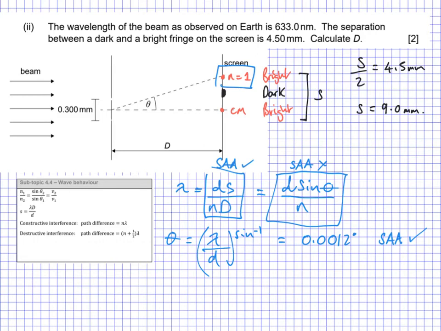So we're able to use this equation here to find the capital D, the distance away of the screen. So D, therefore, is going to be ds over lambda. If you plug that in, you're going to get 4.27 meters. Checking for significant digits, I need to use 3. I've got 3, and we're good.